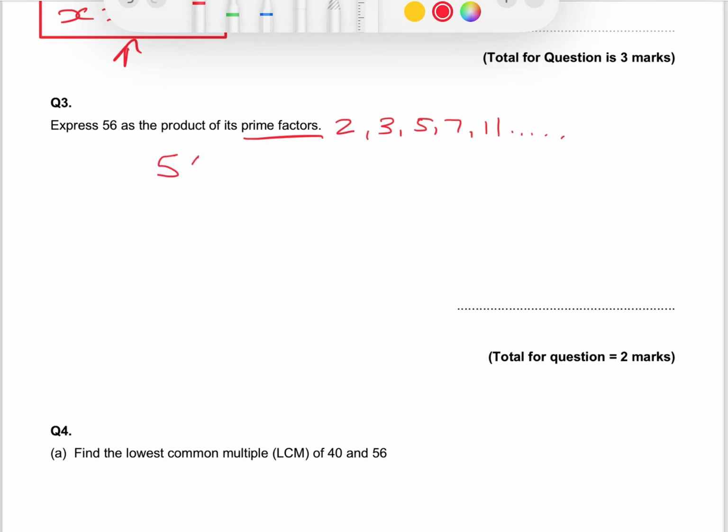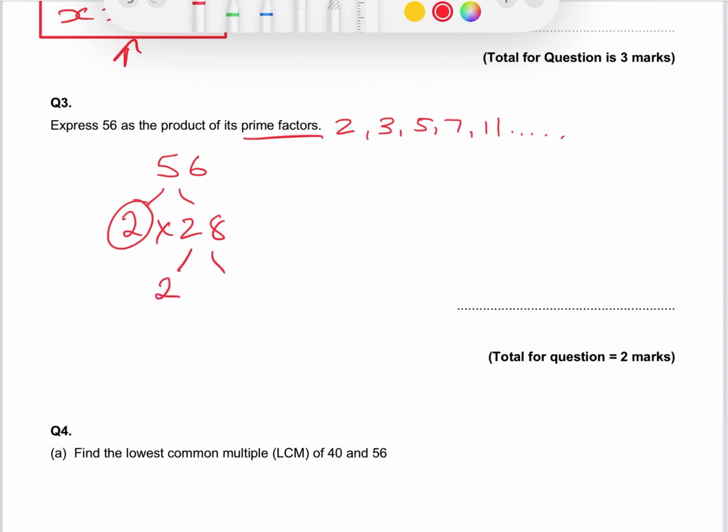So what you have to do is, this is one technique, 56. I know that 2 goes into 56. How many times does 2 go in? It goes in, sorry, bit of a brain block, 28 times. If you circle your prime and then continue that pattern on.